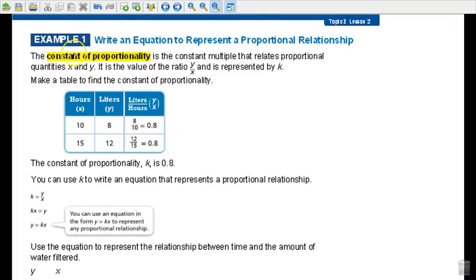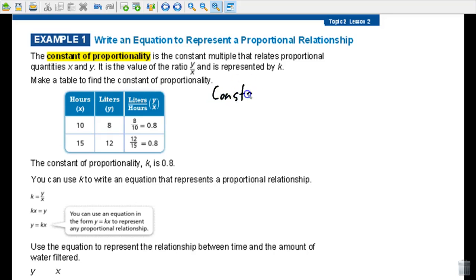This is the same example. The constant of proportionality is the constant multiple that relates proportional quantities x and y. It is the value of the ratio y over x and is represented by k. Make a table to find the constant of proportionality. Okay, class, I can read that to you and you can listen, but writing it down is really important because that's like muscle memory and then it sticks in your brain more. So everybody write this down.